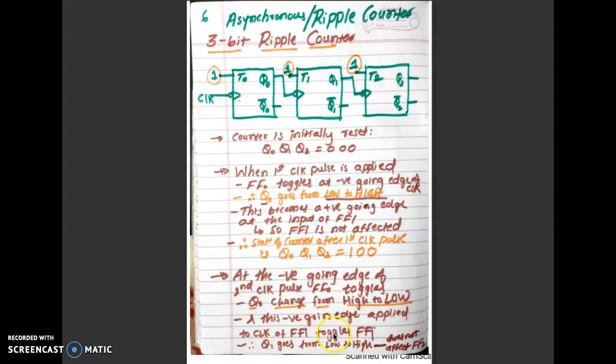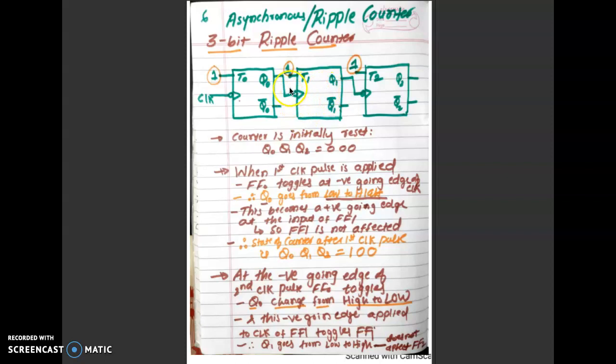At the negative-going edge of the second clock pulse, again this FF0 changes. Just now it had become 1, and now it becomes 0. So at the second clock pulse, Q0 changes from 1 to 0, that is, from high to low. This is the negative edge, which is connected to the clock of the second flip-flop, that is FF1.